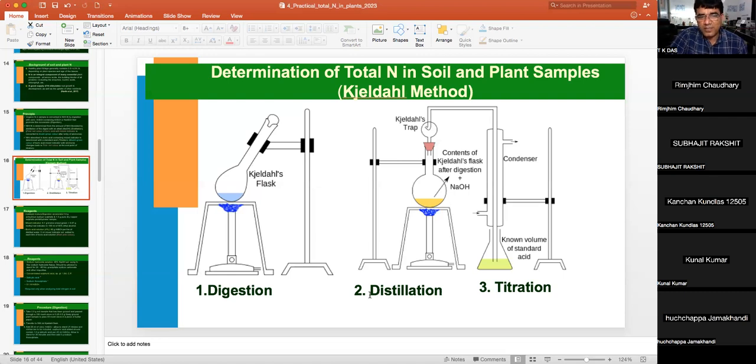Is it clear? Digestion, distillation, and titration. If these three steps are not clear, it is time to get clarification. Any question or clarification from digestion, distillation? Don't get shy. You need to clear your doubt at this point of time.